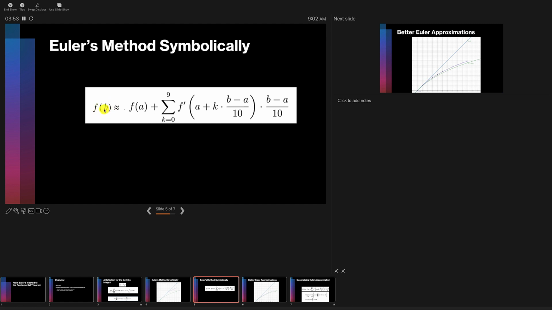If we write this up symbolically, then we have f of b, the y value we are interested in approximating, is approximately equal to where I started, plus the sum of the slope values, the f prime values, taking it at each x value, times the change in the x value. And the idea here is that this starts to look like, and is, a Riemann sum.